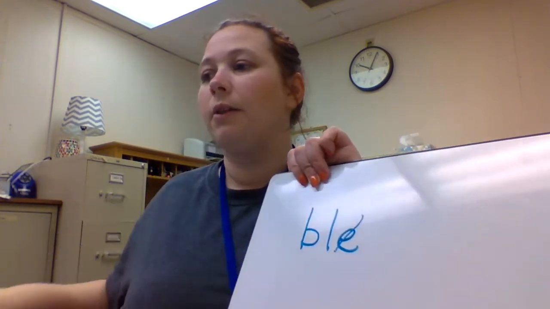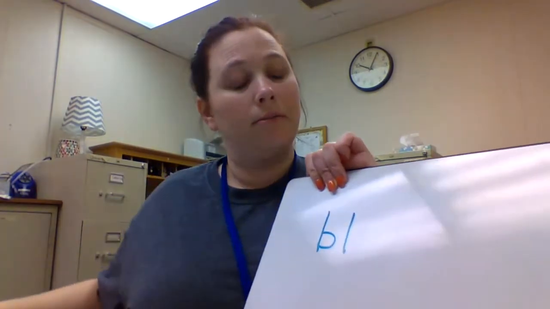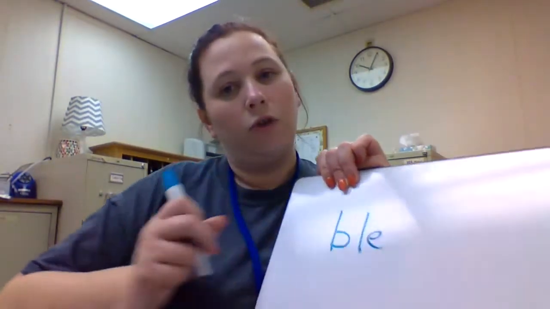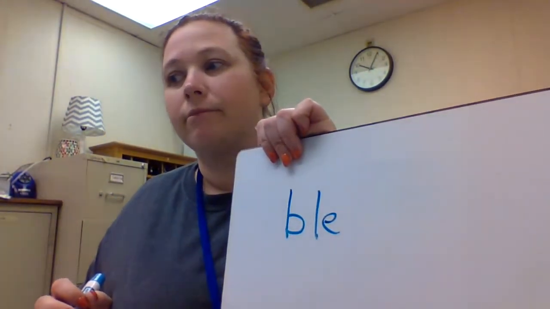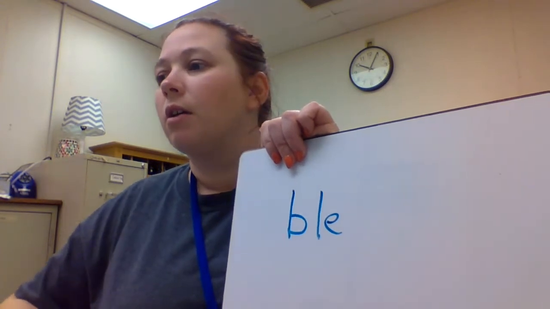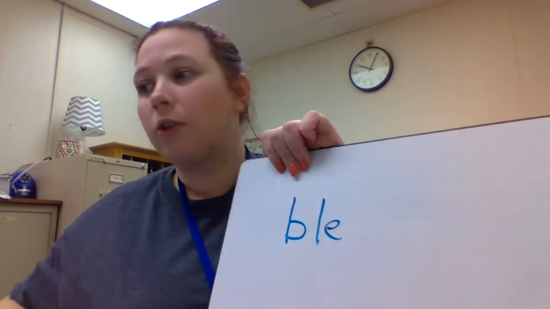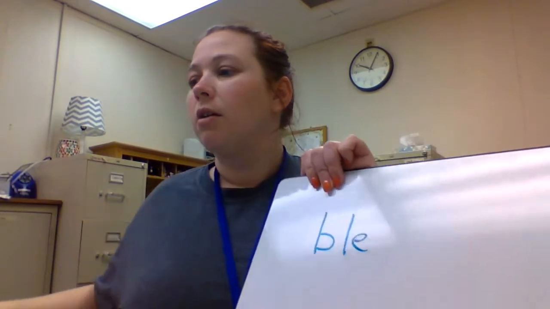Actually, we're not going to put the line through it. If you did that already, it's okay. Miss White messed up. We're just going to do BLE. All right. So that's going to be number 13 on your paper. All right, now we're going to practice spelling some words that have BLE in them.